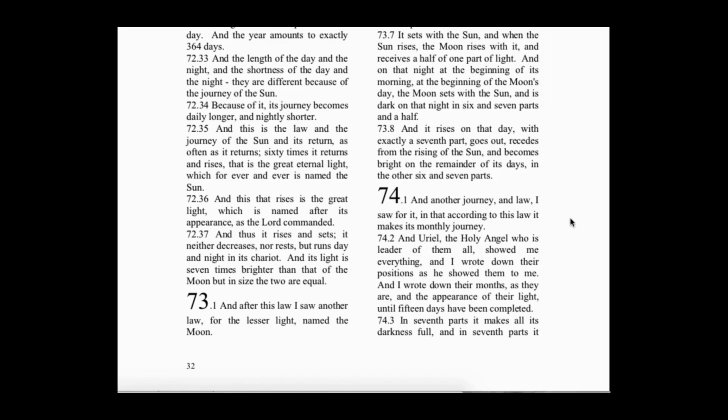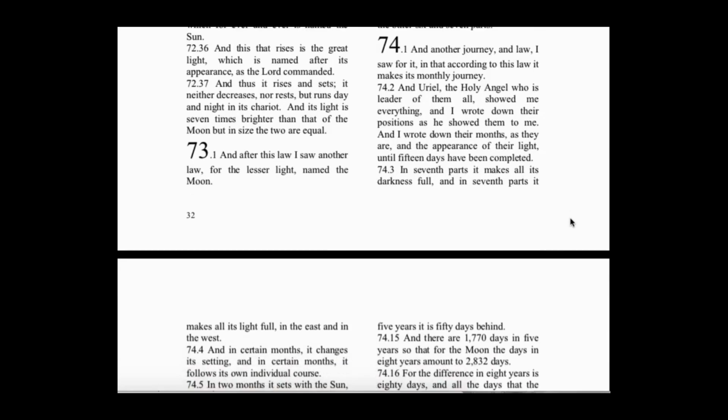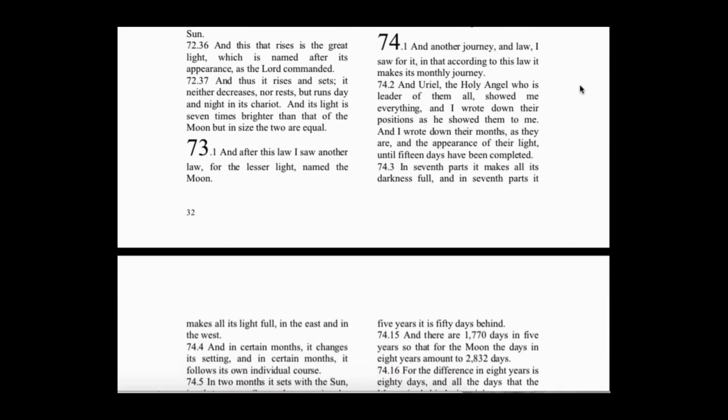So, chapter 74. Another journey and law, and I thought of it as I saw for it, that according to this law, it makes this monthly journey. It's a monthly journey. And Uriel, the holy angel who is leader of them all, showed me everything, and I wrote down their positions as he showed them to me. And I wrote down their months as they are and the appearance of their lights until 15 days have been completed.